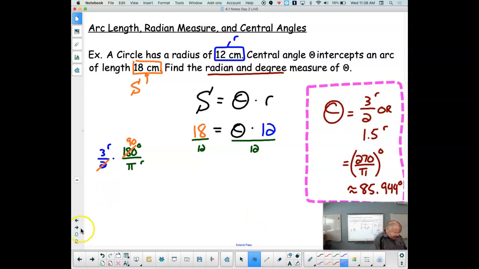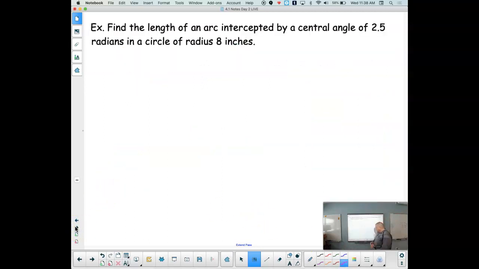I love it. Okay. What I'd like you to do now is try this particular theta times r equals arc length problem. Find the length of an arc intercepted by a central angle, so that is going to be theta, because it's in radians, and this is going to be r, because it says that that's the radius.